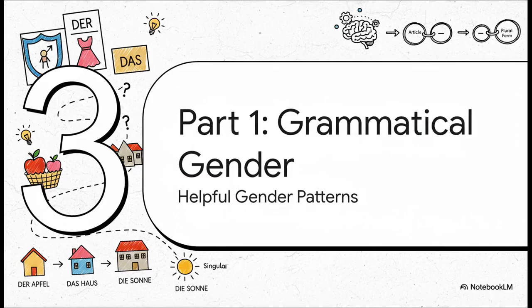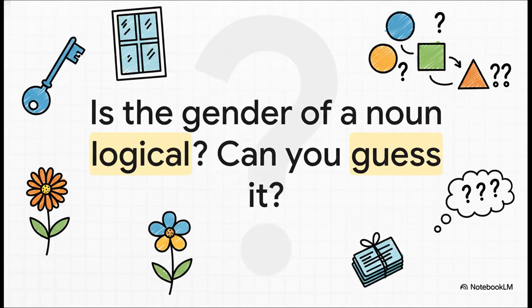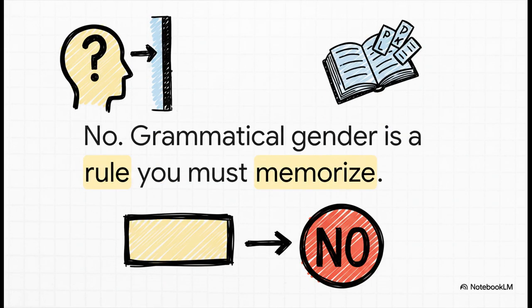So the big question you're probably asking yourself right now is, are there any cheats, any shortcuts or patterns that can help me guess the gender? Let's take a look. This is the one. The question every single learner of German asks. Is there some kind of logic to it? Can I just look at a chair and just feel that it's masculine? And the short, honest answer is nope, not really.